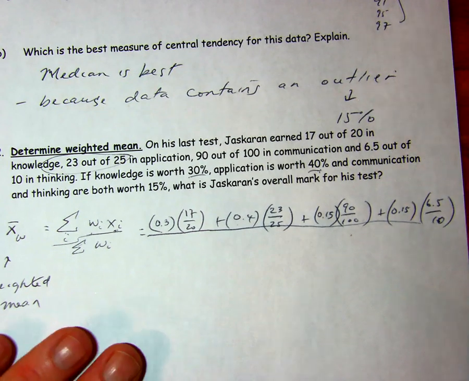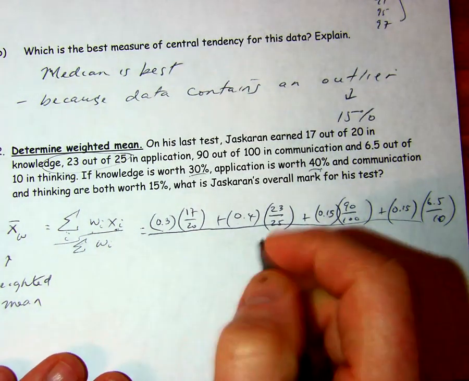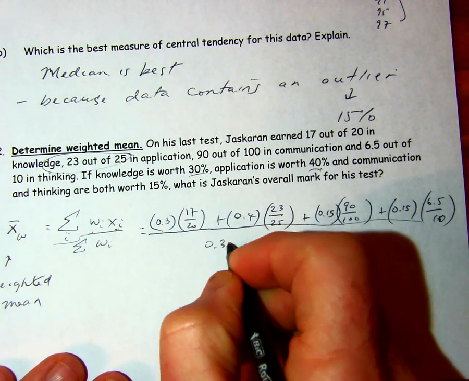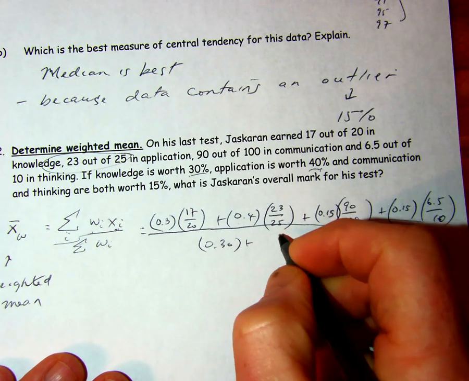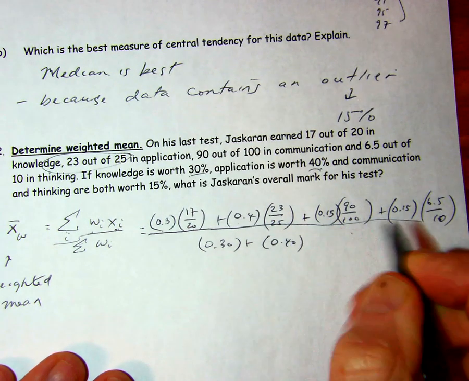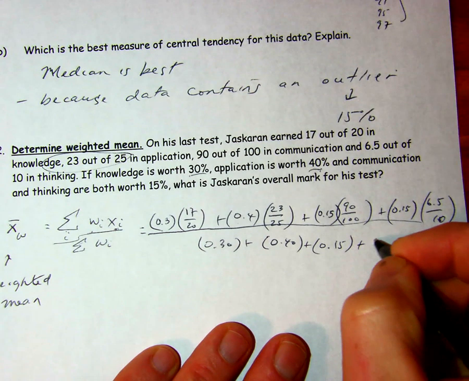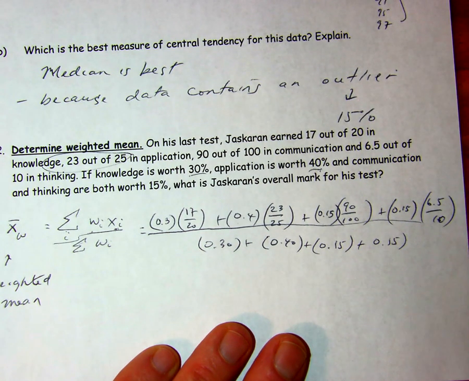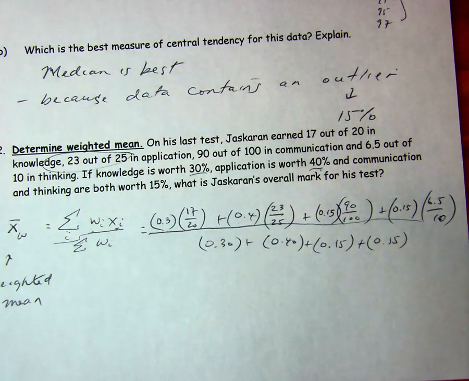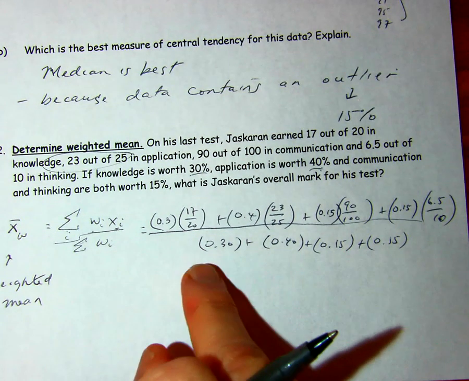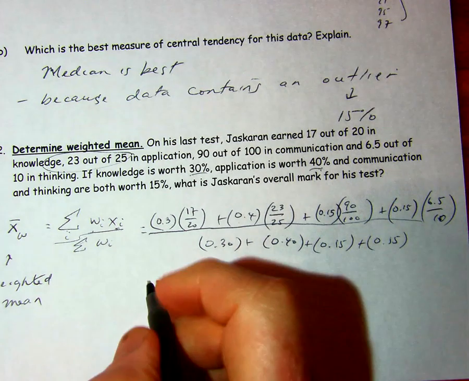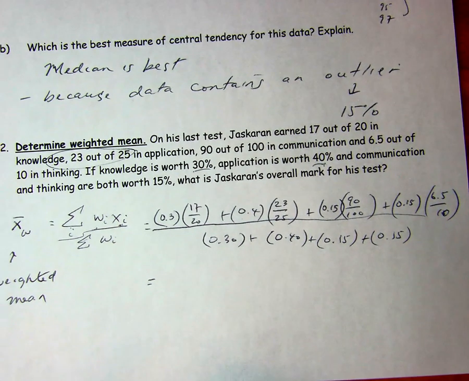Okay. Right, so the sum of all the weights is 0.3, 30%, plus 0.4, 40%, plus 0.15, plus 0.15. Oh, actually, no. That adds up to 100. Yeah, but they don't have to. They don't have to add up to a nice number. So that adds up to 1, or 100%. So let's finish this.